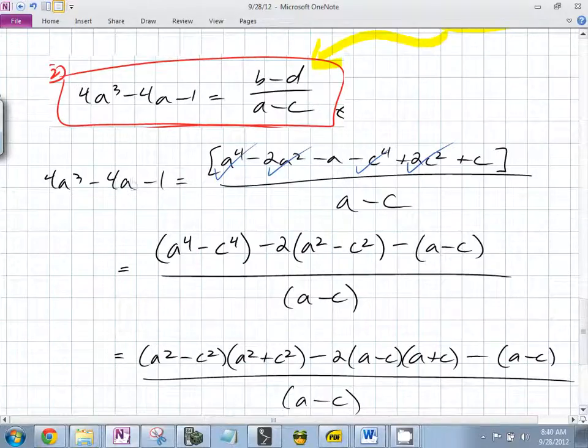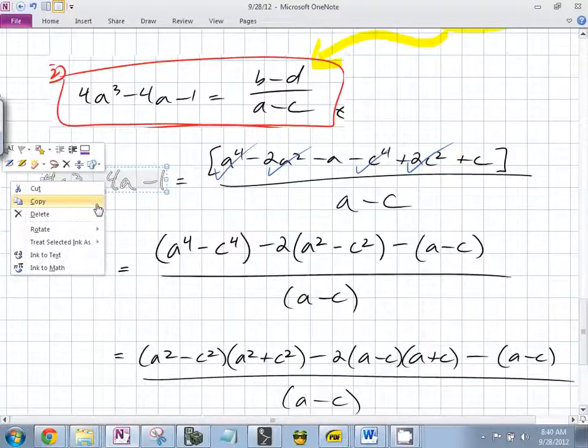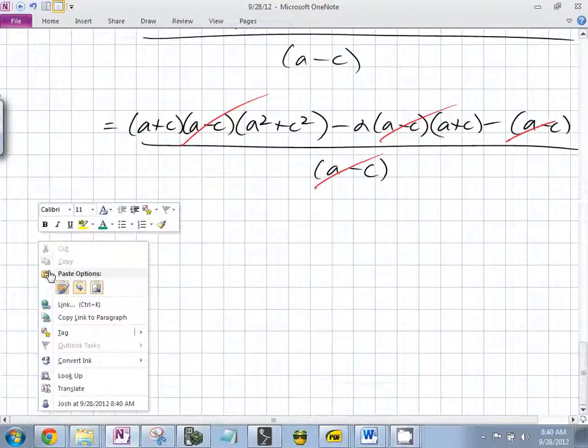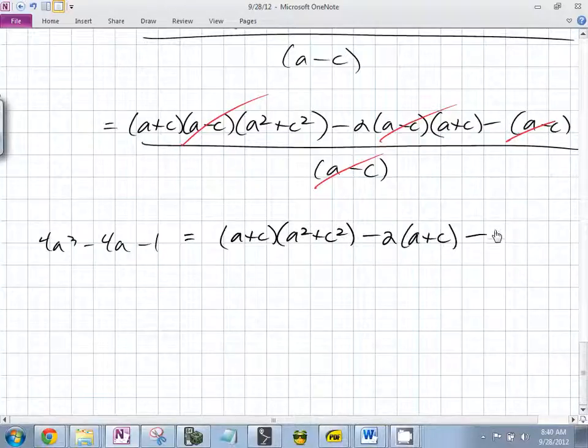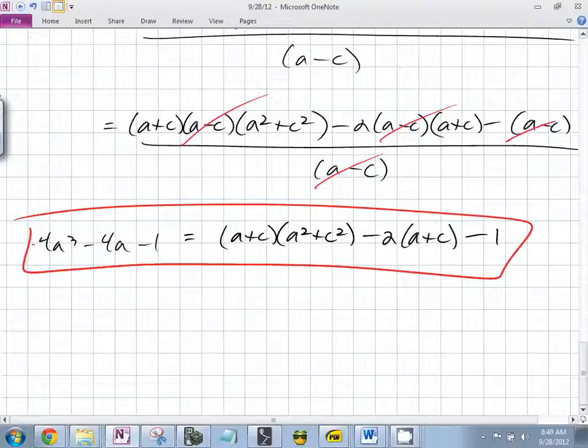We have this equation right here. And what is that going to equal? A plus c times a squared plus c squared minus 2a plus c minus 1. Okay, so now let's pause for a second. One general rule of algebra: don't multiply things out unless you're absolutely sure you must. So that's the first equation we have.